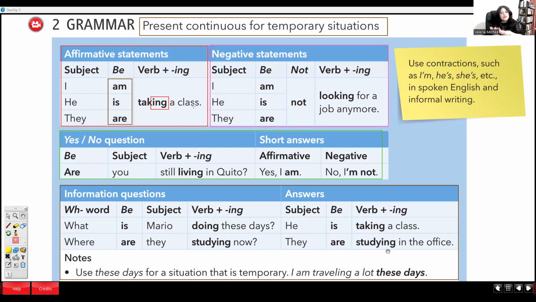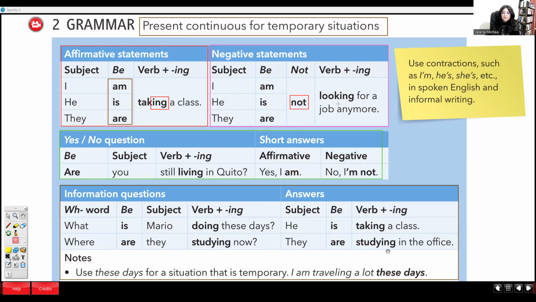Then, on the other hand, we have the negative statements. In the negative statements, of course, we are going to use the negative particle, not. So instead of saying I am taking classes, I can say I'm not taking classes. That works perfectly correct. So in the example, we have: I'm not looking for a job anymore. She's not looking for a job anymore, and they are not looking for a job anymore.